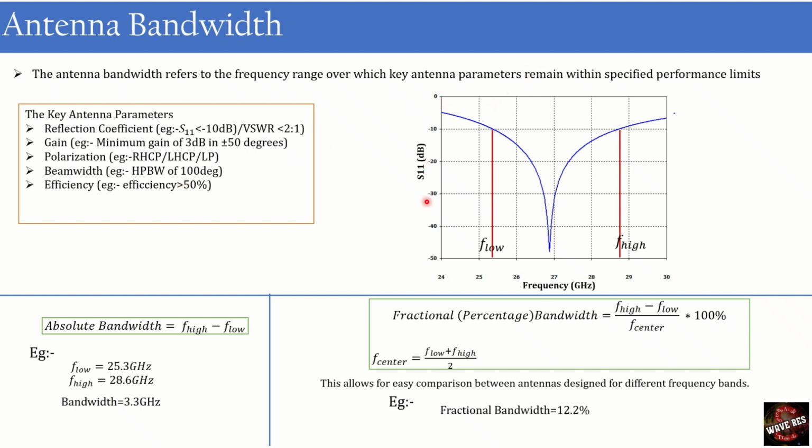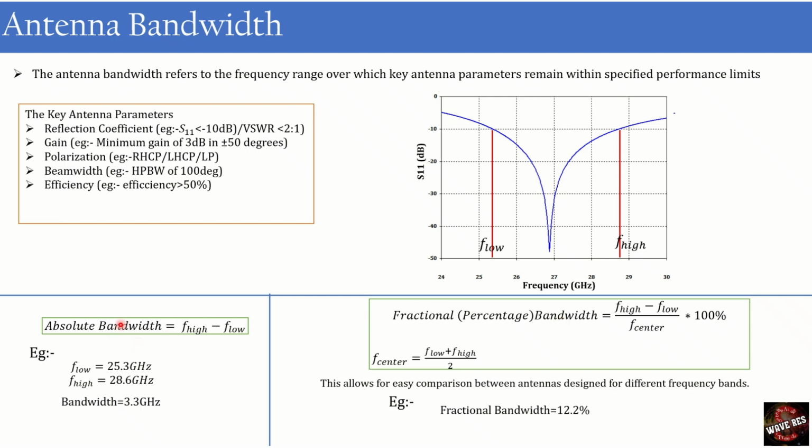So here you can see a plot of S11 versus frequency. If the condition is that S11 is less than minus 10 dB, here you can see that within these frequency limits, it's less than minus 10 dB. So this is our bandwidth. We can specify the bandwidth in two forms. The first one is absolute bandwidth and the second one is fractional bandwidth.